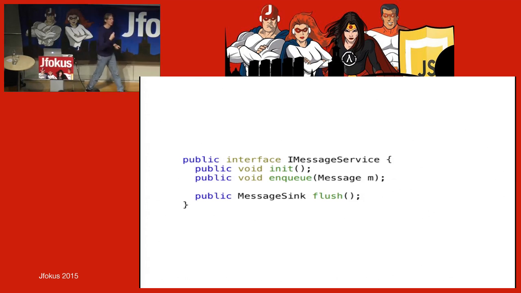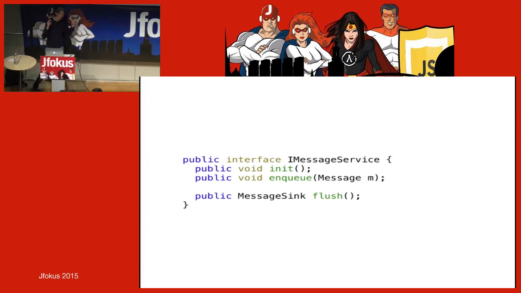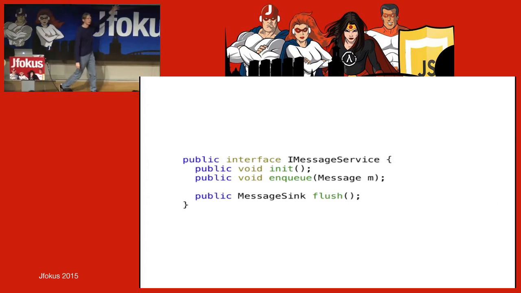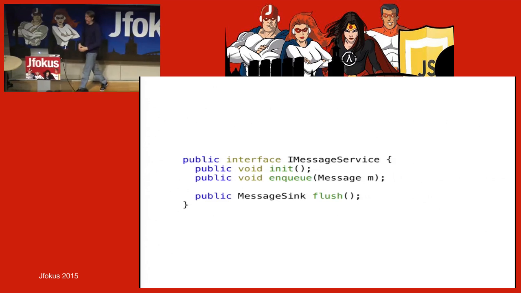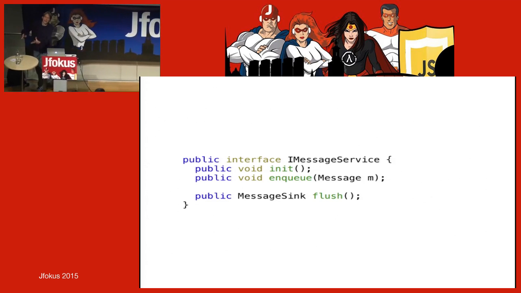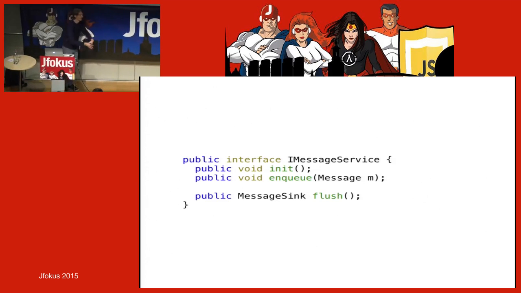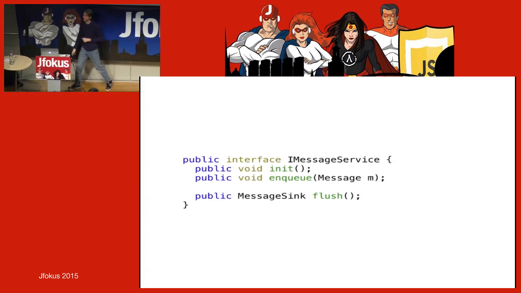So just like with launch the missiles, remember, launch the missiles sort of wasn't returning anything useful. It was just throwing an error or something. And then we changed it to return a launch doer. Here we're changing flush to return a message sink. So we flush the message service, and then the message service presumably writes out to something, whatever that something is. I don't know. Well, let's look at what that something is.